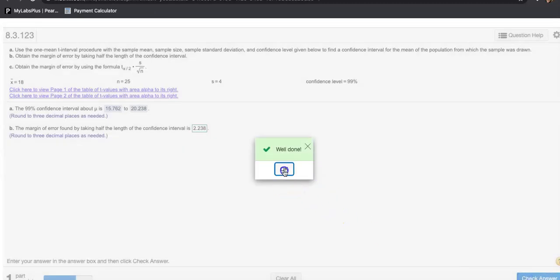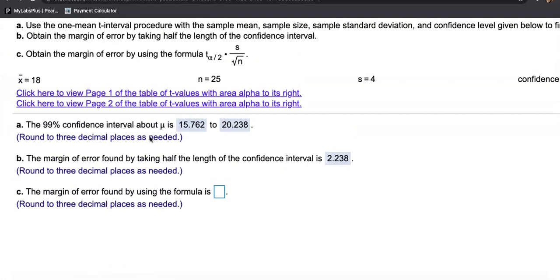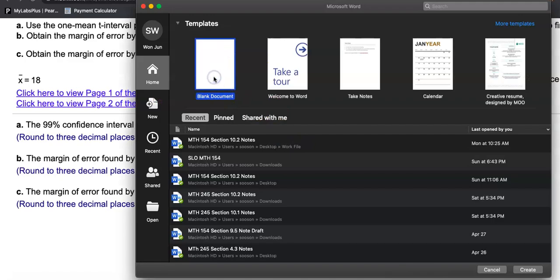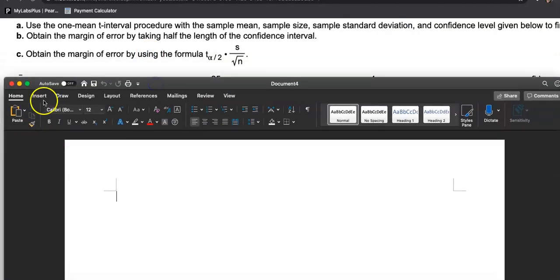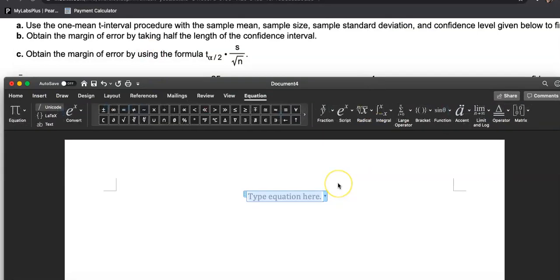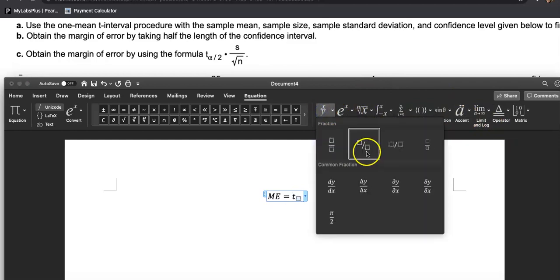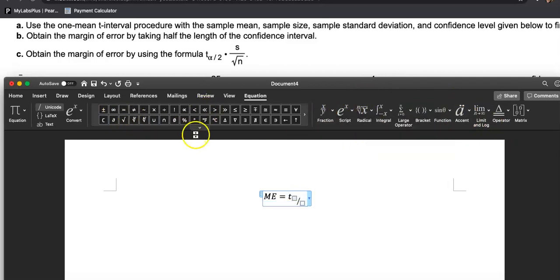All right, let's take a look at the last part. Margin of error found by using the formula. Now they want you to use the formula this time. So it should be almost the same thing, but maybe a little different. So what we are going to do is use this formula they gave us. Let me open up a notepad so that I can type up the formula. Now, if you take a look, the margin of error, ME, they gave it to you as what? t, and the notation they have is t sub alpha divided by 2.